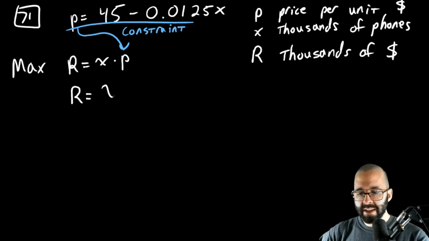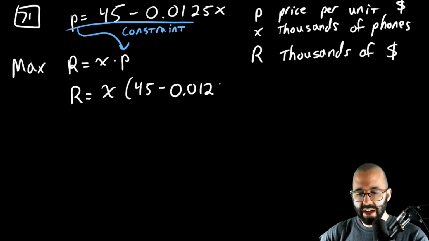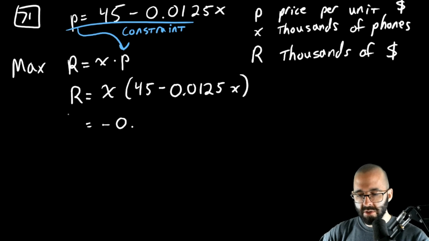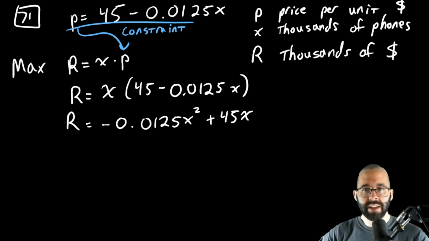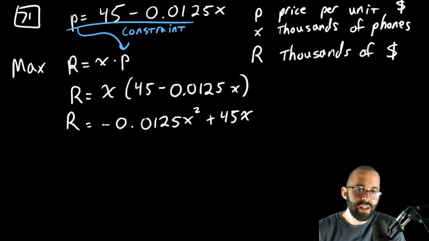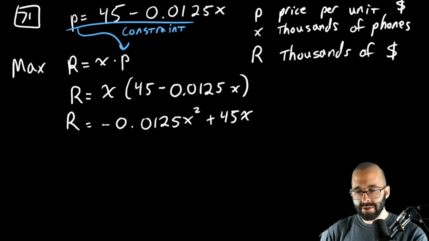So R is equal to X times P, and P is 45 minus 0.0125X. Distribute that X and move things around to get it in general form. We're going to get R is negative 0.0125X squared plus 45X. That's our revenue function. We want to find the value of X that maximizes its revenue.